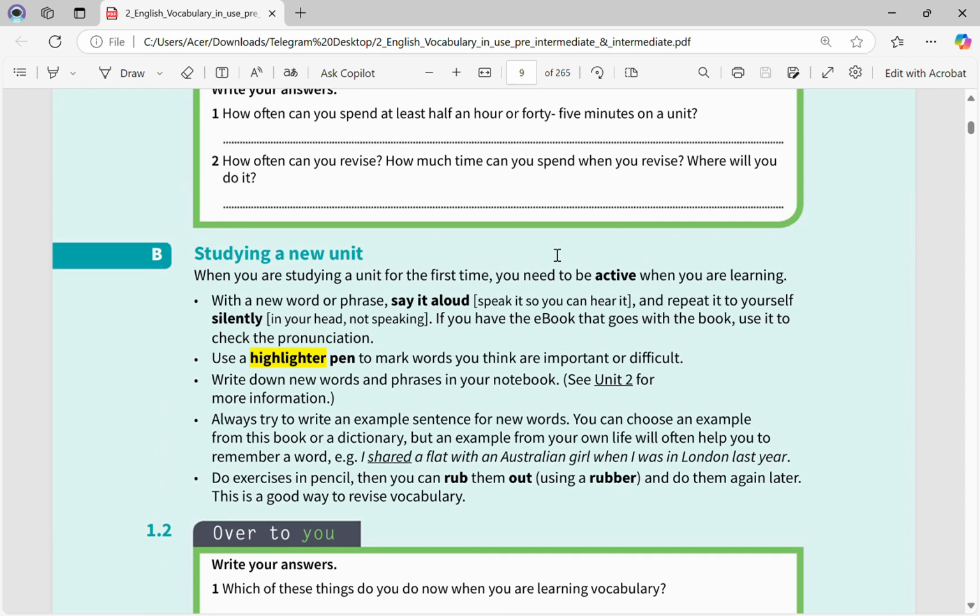When you are studying a unit for the first time, you need to be active when you are learning. Yes, I'm already active. Read the new word or phrase, say it aloud, speak it so you can hear it, and repeat it to yourself silently in your head, not speaking. If you have the ebook that goes with the book, use it to check the pronunciation. Use a highlighter pen to mark words you think are important or difficult.